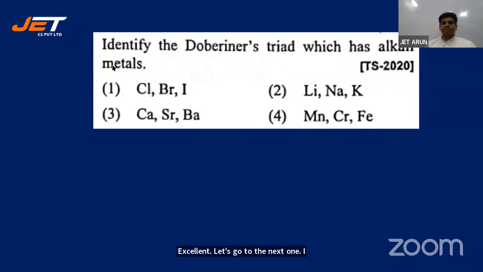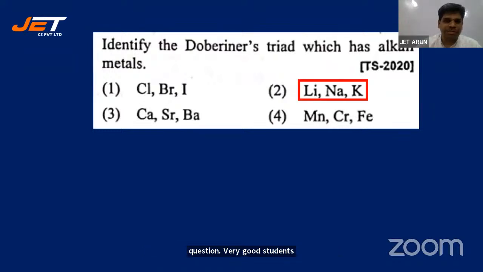Identify the Dobereiner triad which has alkali metals. Now, first identify the alkali metals. He is asking us to identify Dobereiner's triad which has alkali metals. So, which option do you think is right? Option 2, Vaishali 2, Kartikeya 2, Virat 2, Fatima says 2. Excellent. Everyone is giving the right answer for this question. Very good, students. Your preparation chala baagundi. Very good.